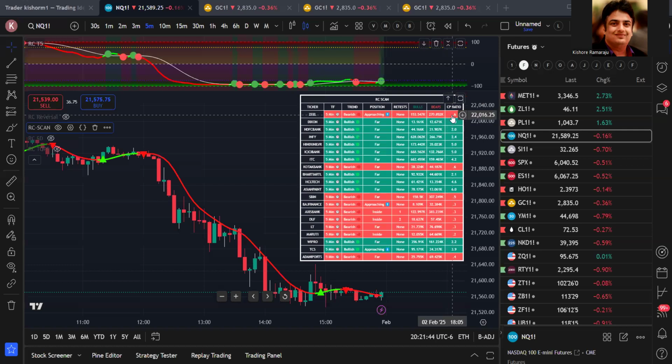Whereas if it is in the red color, if the CP ratio is in the red color, that means there are more sellers. For example, if you see this one, 0.2, there are nearly 64,000 sellers, whereas only 12,000 buyers for Maruti. So it will tell you.